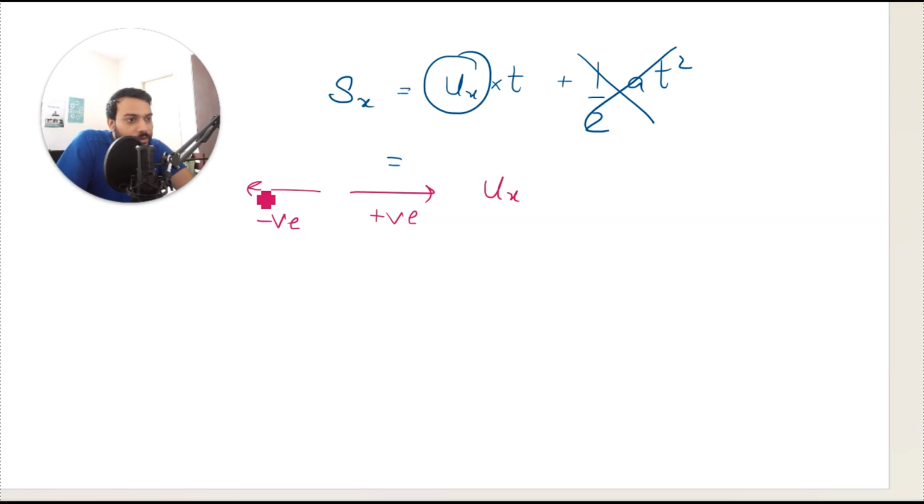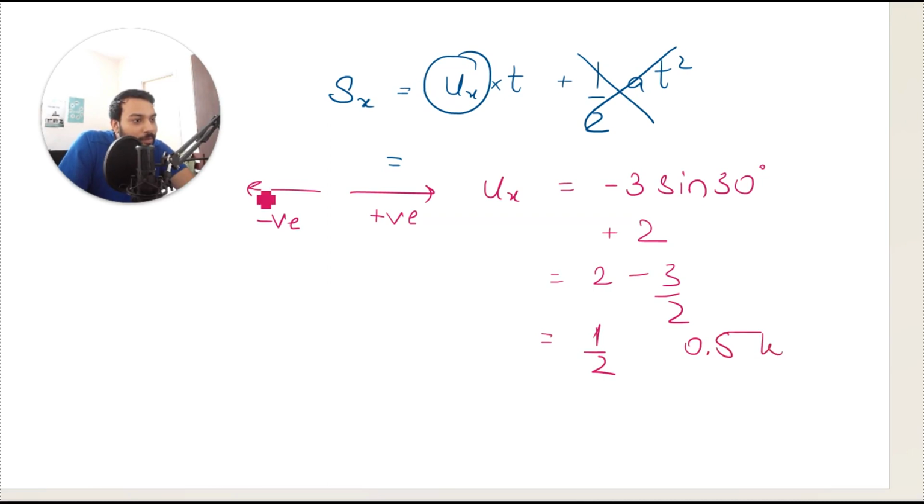So ux or vx, don't take this as initial, this is the combined resultant, is going to be negative 3 sine 30 degrees. This is the x component of the swimmer's velocity plus 2 kilometers per hour, that is the velocity of the river. So negative 3 sine 30 is 1 over 2, so negative 3 over 2 plus 2. This is half, or 0.5 kilometers per hour. Okay, half. So this resultant velocity in the x direction is this. So displacement would be this into time.